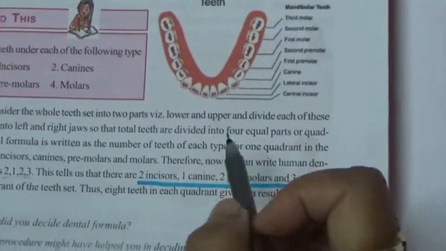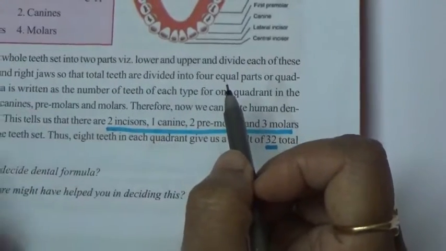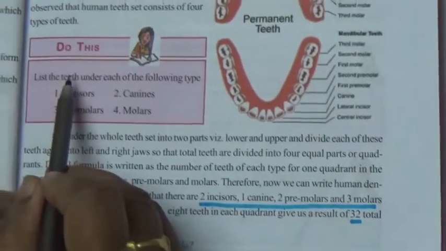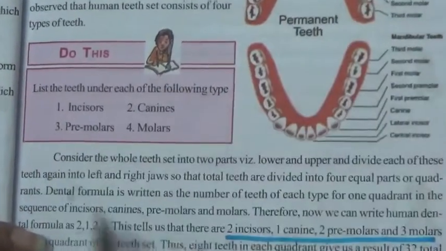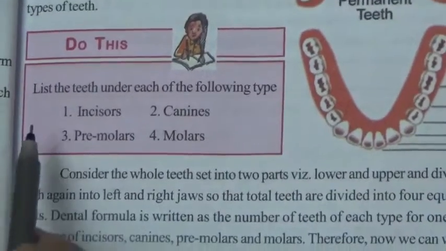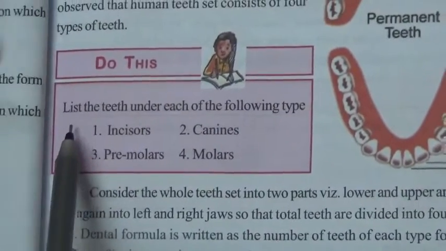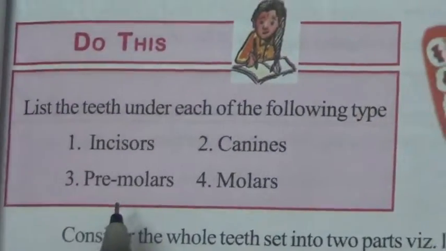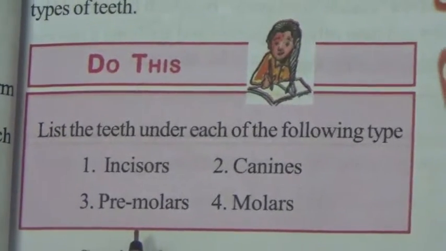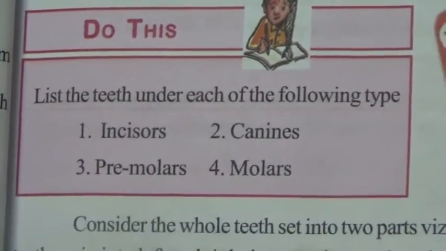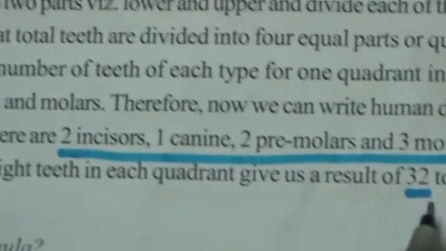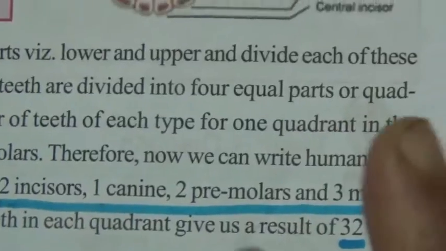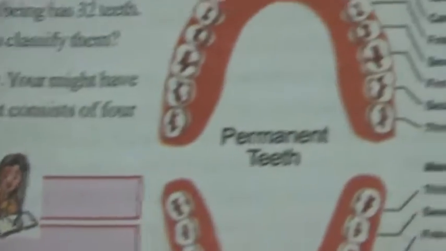Okay, first of all I want to start from the first page of your sets chapter, that is the 25th page in your textbook. In that there is a do this. Already I explained to you about this set of teeth, right? So here it asks: list the teeth under each of the following types. I already told you that we have 4 types of teeth. Totally we will get 32 teeth, half of it in each jaw. So how many incisors, canines, premolars and molars do we have, right?